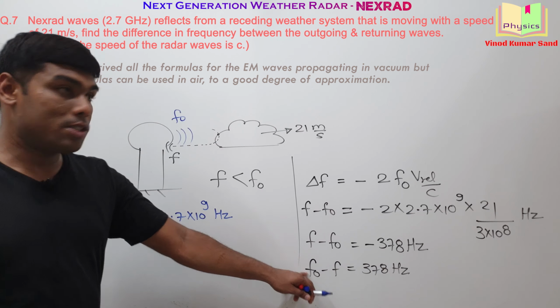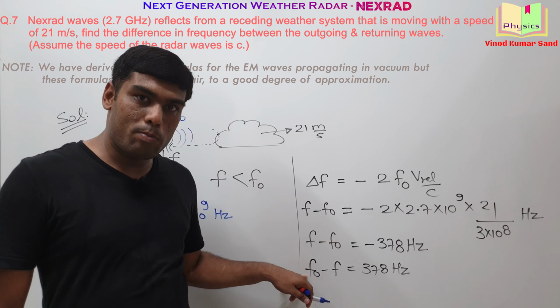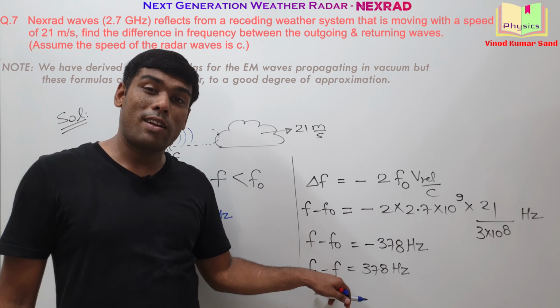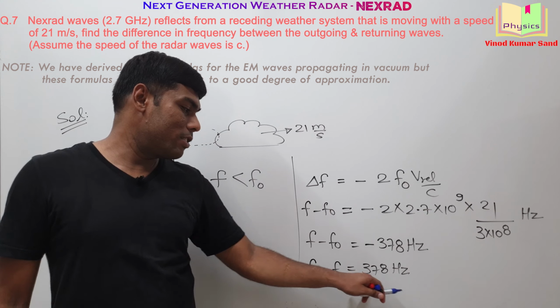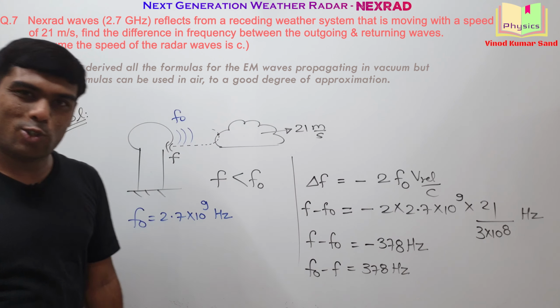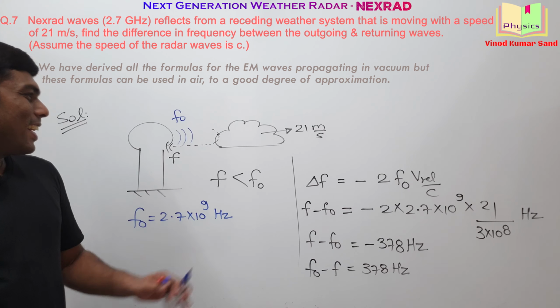The frequency sent by the radar will be more and the frequency received by the radar will be less, and that difference is this much. Got it?